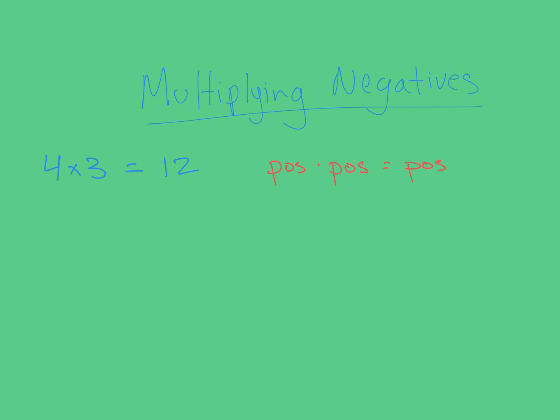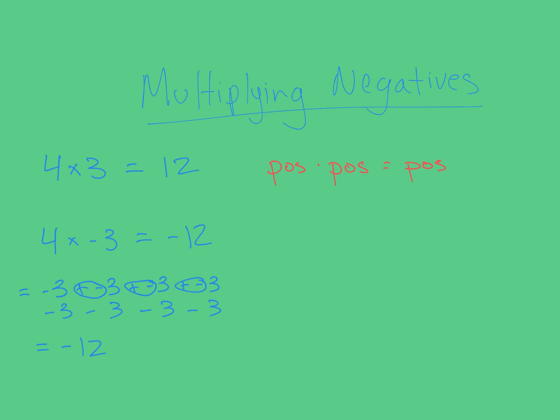Now, if I add a negative, let's say I have 4 times a negative 3. Well, what this actually means is I have 4 groups of negative 3. What this means is I have negative 3 plus negative 3 plus negative 3 plus a negative 3. And as we've been looking with adding and subtracting, when I add a negative, all I'm really doing is subtracting. So I have negative 3 minus 3 minus 3 minus 3, which equals negative 12. So 4 groups of negative 3 is actually a negative 12.